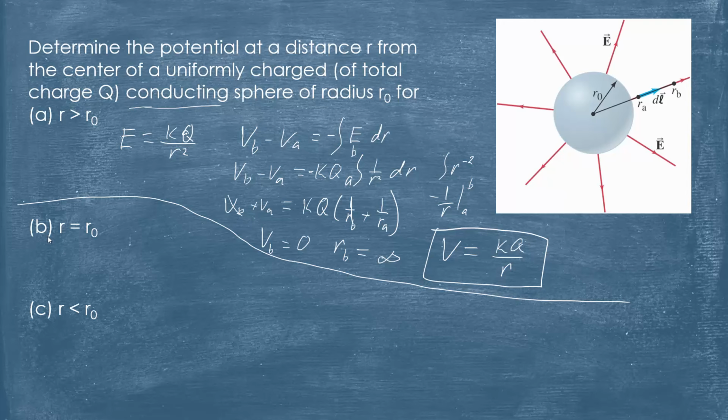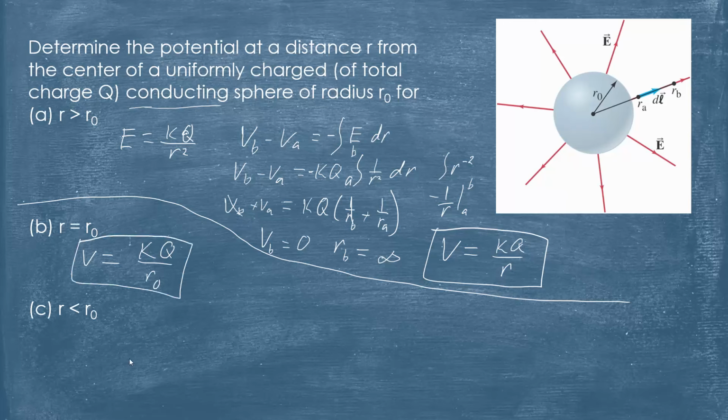Now if I want to find the potential at R equals R naught, that's simple enough because we've got our expression here, and this is true up until you are at the edge of your sphere, and R naught is right at the edge, so we can just plug that in for R and we are good.